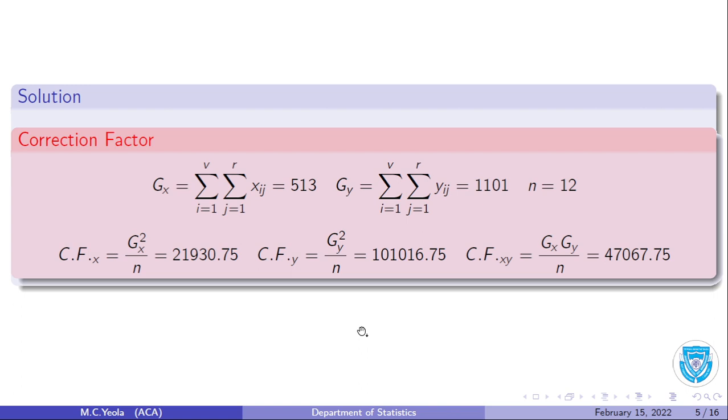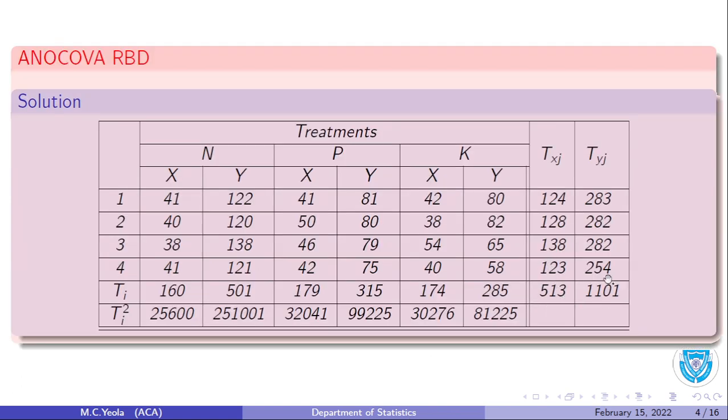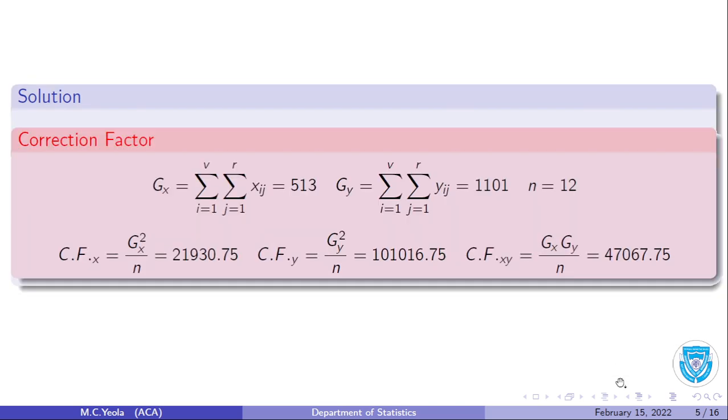Next, we find the correction factor. Correction factor CF we find as G square by n, the usual formula. Gx we have obtained as double summation xij, that is 513, and double summation yij, that is 1101. These sums we call Gx and Gy, the grand totals for x and y. The total number of observations is 12, with 4 blocks and 3 treatments, so 4 threes are 12 observations. CFx can be obtained as Gx square upon n.